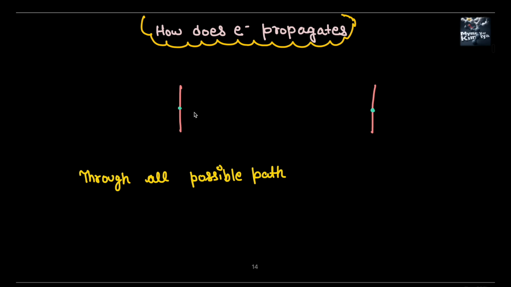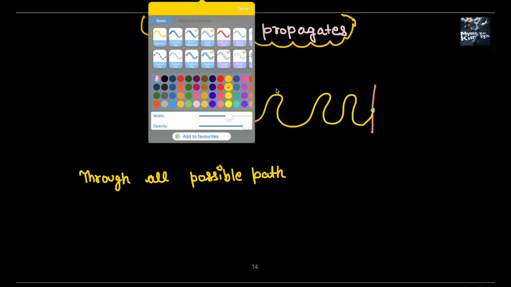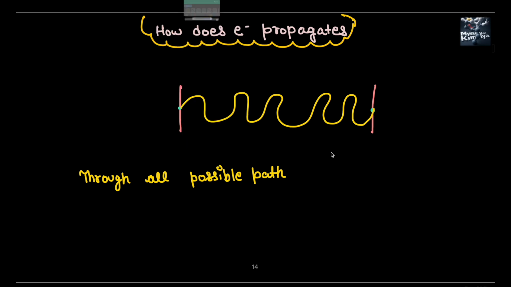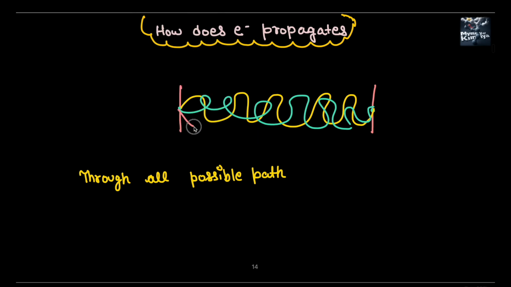What are the possible paths? For example, an electron can follow this path, and this trajectory. Or the electron can follow this particular path, or this particular path, and so on. There can be infinite possibilities and infinite paths. So, all the possible paths an electron can follow.